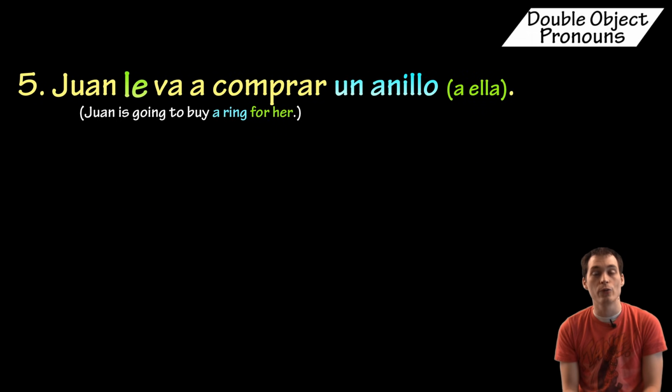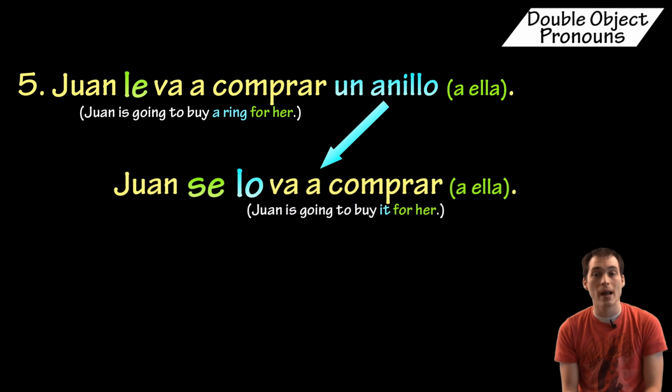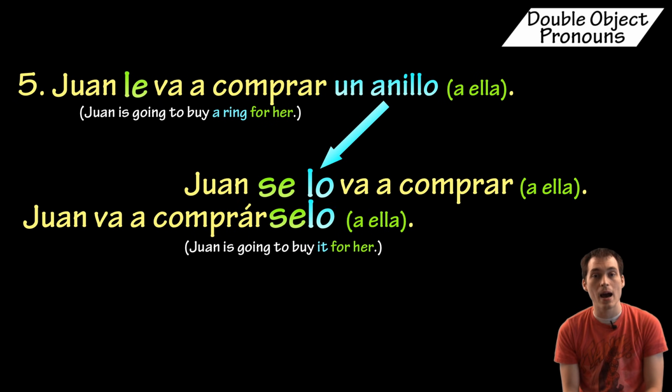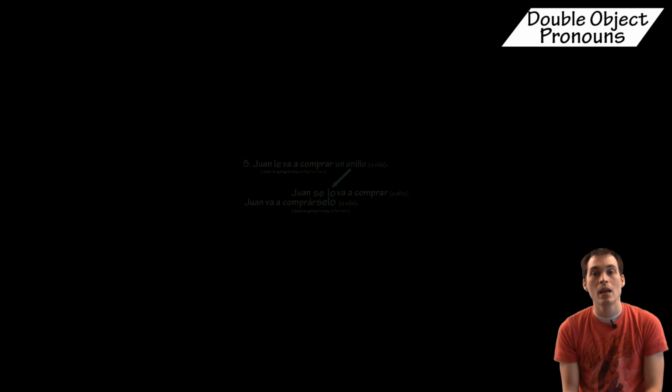Juan le va a comprar un anillo. If I wanted to say Juan is going to buy it for her, Juan se lo va a comprar, o Juan va a comprárselo. So notice we can still attach these as well when you have two of them to the end. Without an accent mark though.